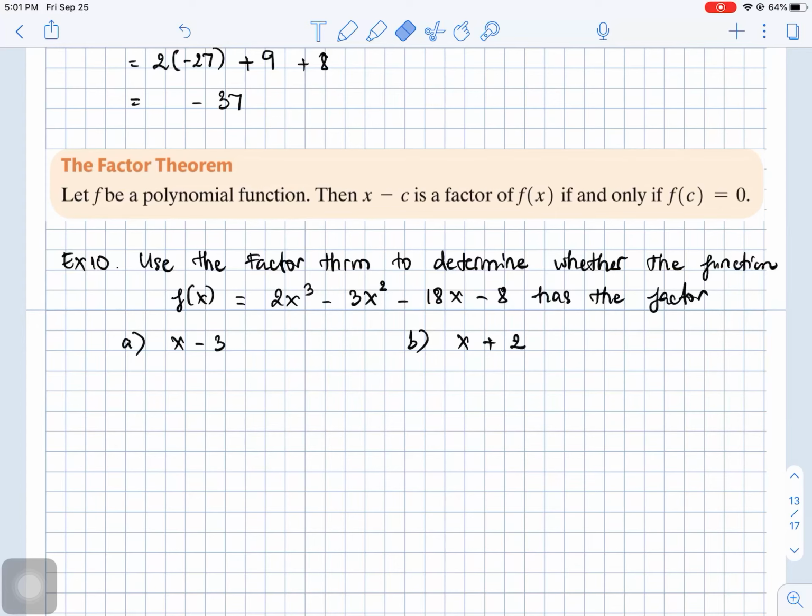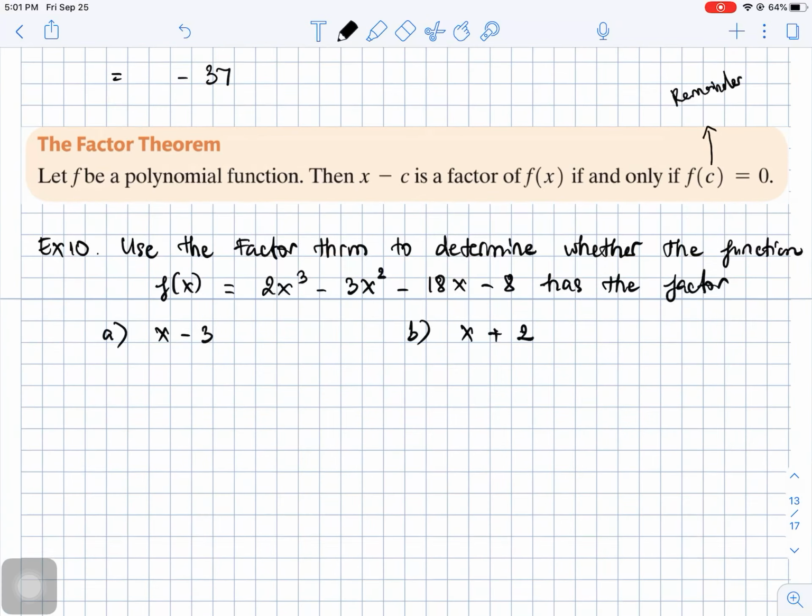The factor theorem. Let f be a polynomial function, then x minus c is a factor of f of x if and only if f of c equals 0. If you remember from the remainder theorem before, f of c is the remainder. And the remainder equals 0 when you are using synthetic division or long division. If the remainder is 0, then what happens to the problem?